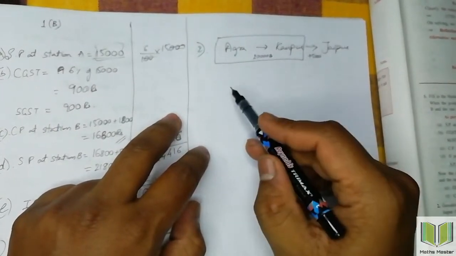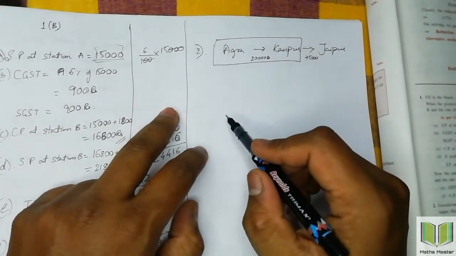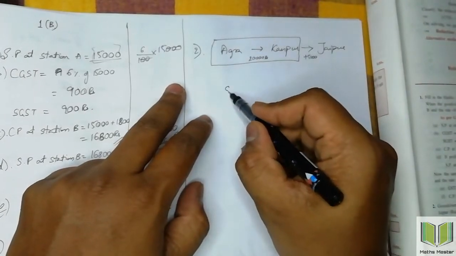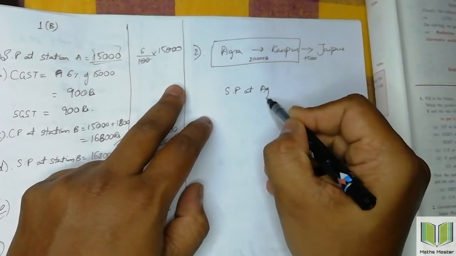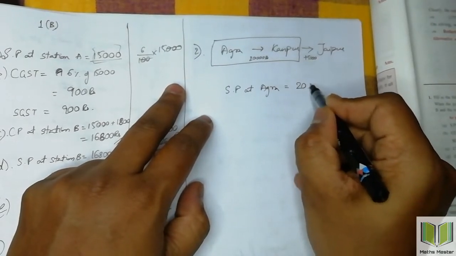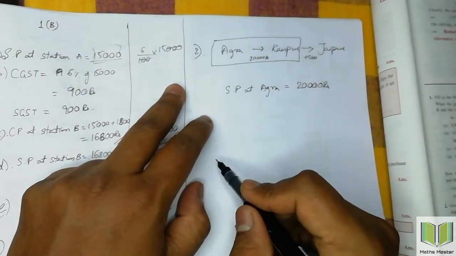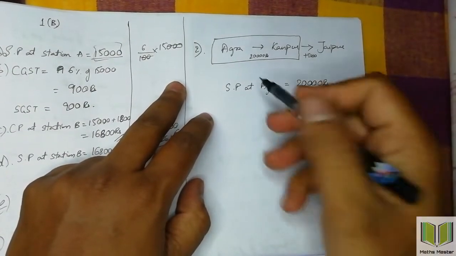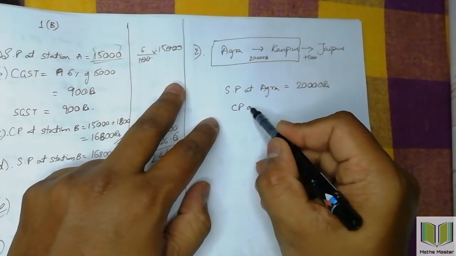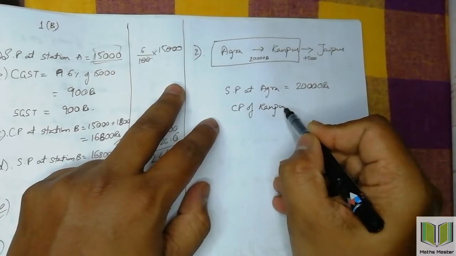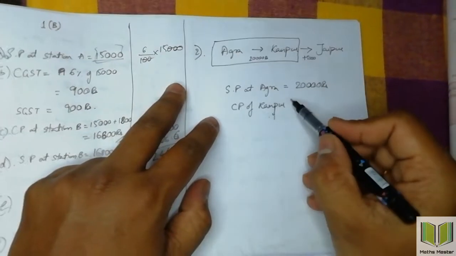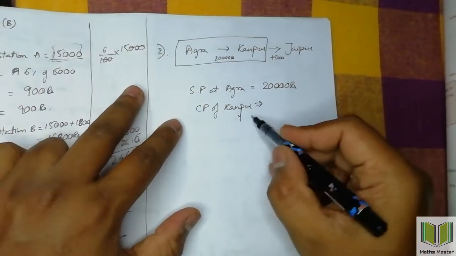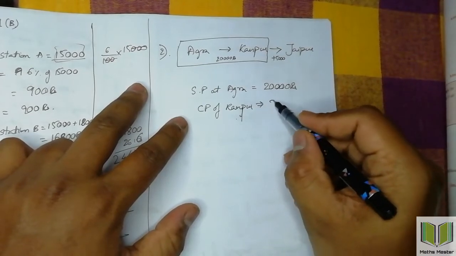The first thing first, we'll try to understand what all things are there in the problem. They are saying from Agra to Kanpur it is sold for 20,000 rupees, right? So selling price at Agra is equal to 20,000 rupees, which is nothing but cost price at Kanpur in this case. Why? Because the product is being shipped within the intrastate, I mean within the same state. So cost price of Kanpur is the same as selling price at Agra, which is equal to 20,000 rupees.